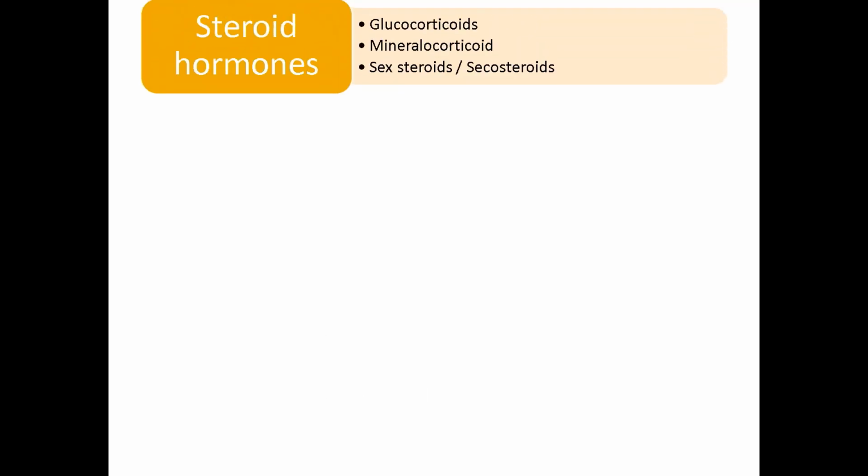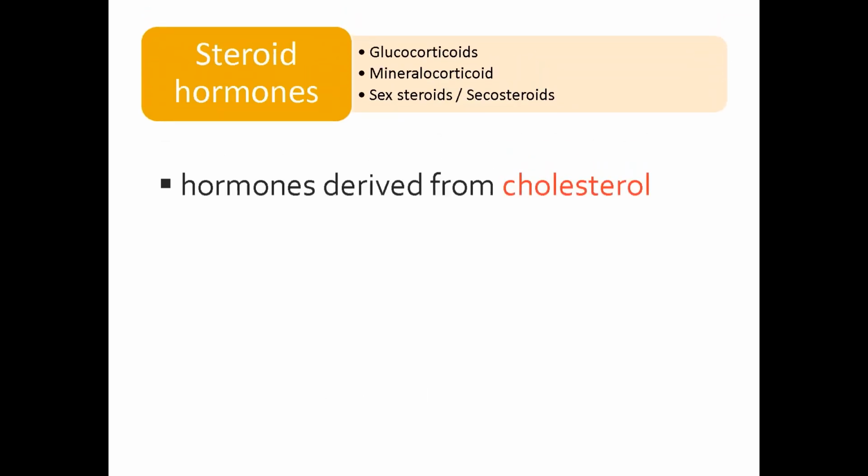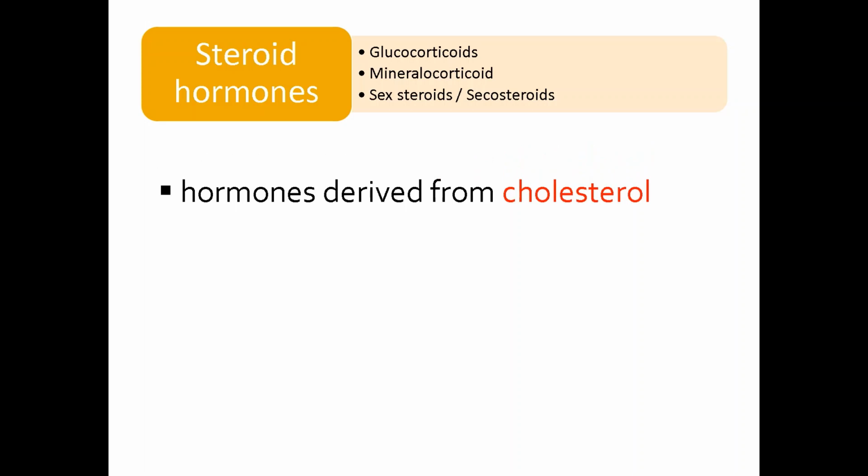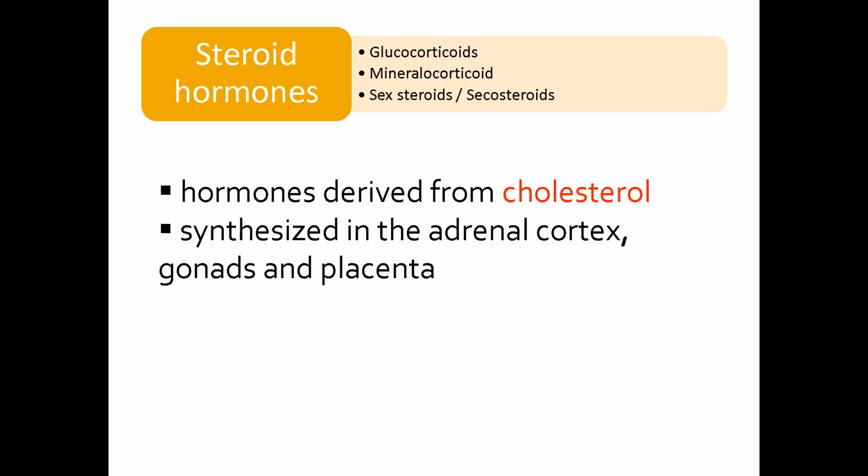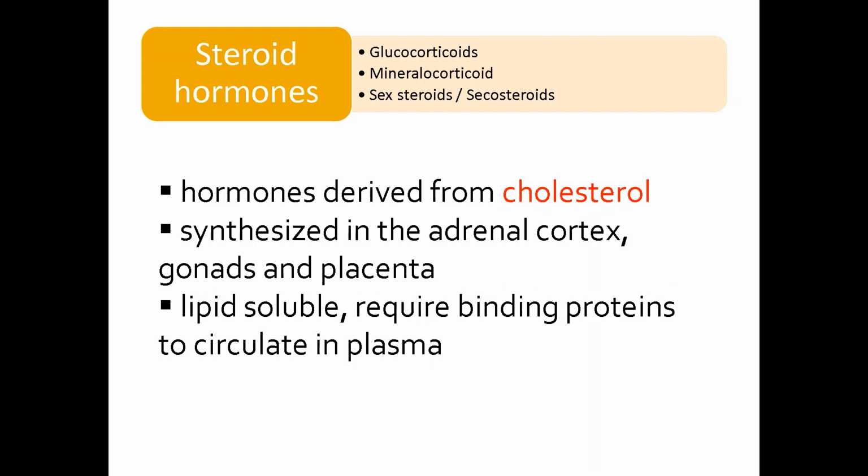The last classification are the steroid hormones, and they are all derived from the lipid-soluble compound cholesterol. They are synthesized in the adrenal cortex, the gonads, and the placenta. And as such, they require binding proteins to circulate in the plasma. So you'll expect that you have corticosteroid binding globulins, where glucocorticoids would bind to.